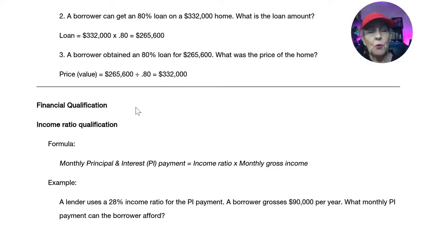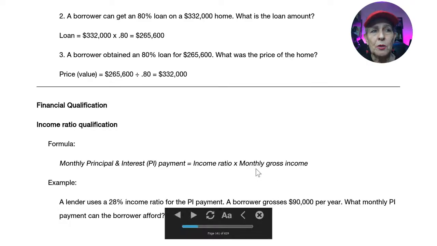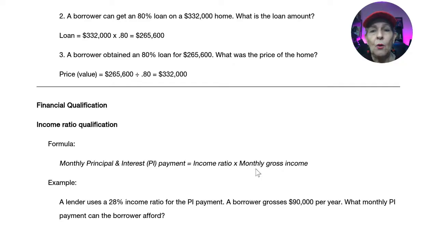So financial qualification. How does a person qualify for a loan? Income ratio qualification. The formula: monthly principal and interest, PI payment, equals income ratio times monthly gross income. Example, a lender uses a 28% income ratio for the PI payment. Some loans like FHA or VA may allow a higher income ratio. A borrower grosses $90,000 per year. What monthly PI payment can the buyer afford?